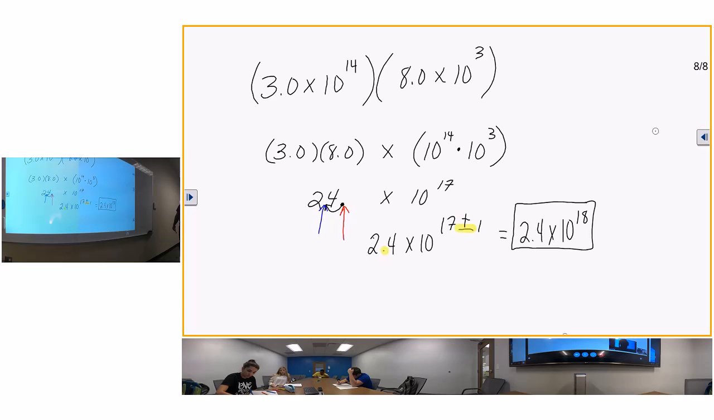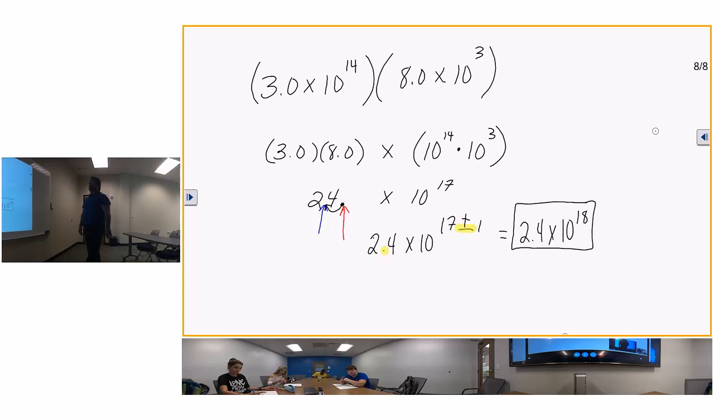I gave this problem to somebody after we did several examples. I don't even want to tell you what they did. This is what they did. Y'all ready?